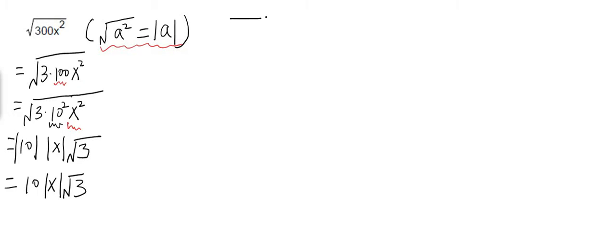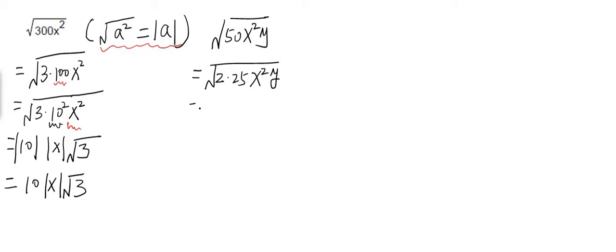Now let's take a look at the second example, the square root of 50 x squared y. How do we simplify this? We're going to follow the same strategy. First of all, we try to factor 50. Usually we can say, hey, 2 times 25, right? 2 times 25, and here is x squared. And again, we can find the square: 25 is 5 squared.